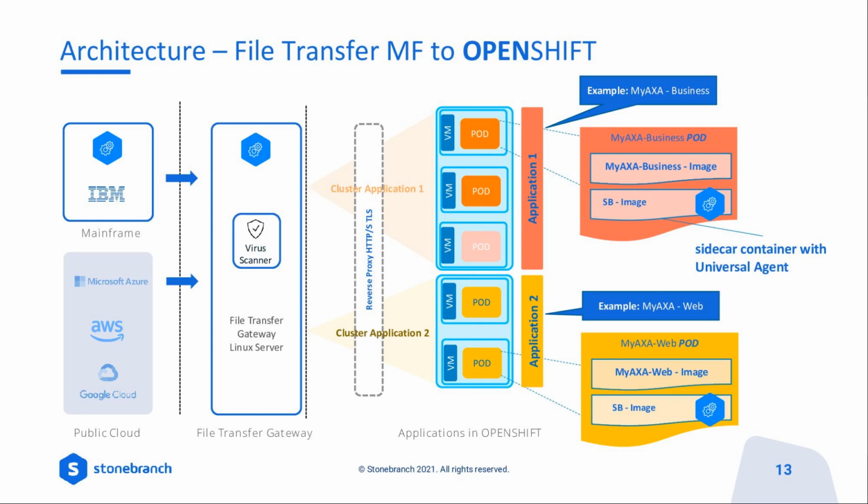The 2 OpenShift applications, MyAXA Business and MyAXA Web, were deployed as OpenShift pods, with auto scaling and a whole bunch of other capabilities they were taking advantage of. And effectively, the solution they chose was to implement a Universal Agent in a sidecar container to these pods, basically using the public Docker images that we also publish when we update our software. We maintain those and keep those up to date. And those images have also been certified in the Red Hat environment.